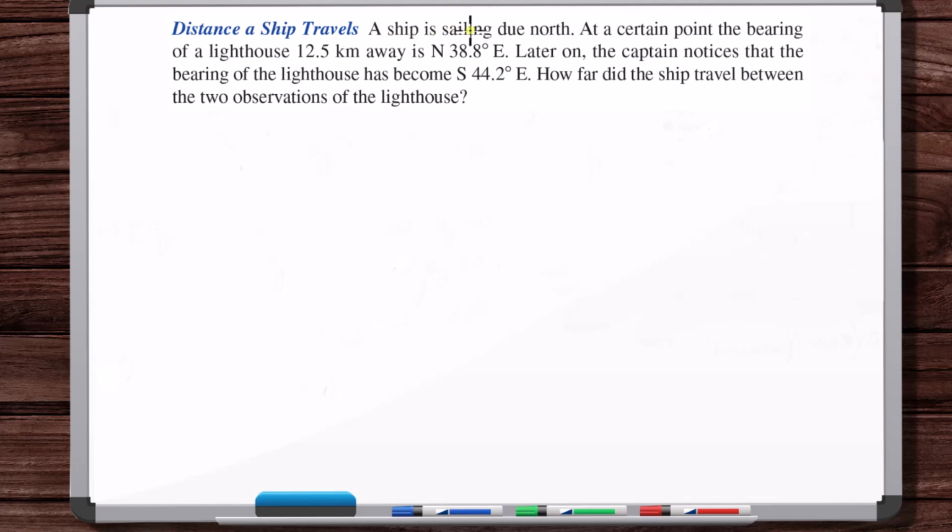A ship is sailing due north. At a certain point, the bearing of a lighthouse 12.5 kilometers away is north 38.8 degrees east. Later on, the captain notices that the bearing of the lighthouse has become south 44.2 degrees east. How far did the ship travel between the two observations of the lighthouse?